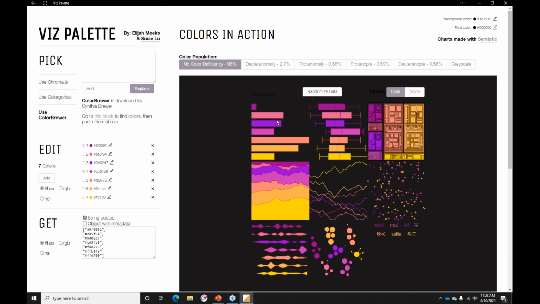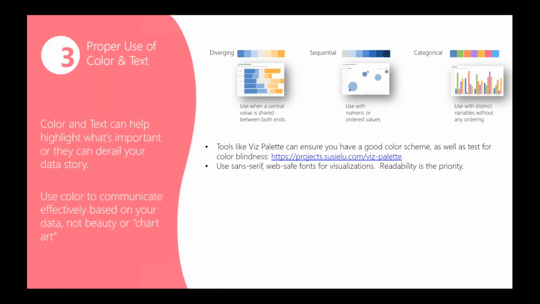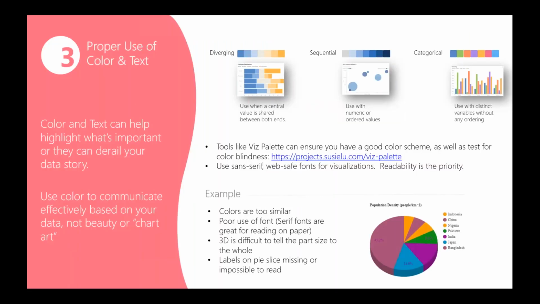So use tools like Viz Palette. Just do a search for Viz Palette, and I have the link in the slides. This will pretty much answer all of the color questions that you have, and it'll really put you on the right path to using a good color scheme for your visualizations.